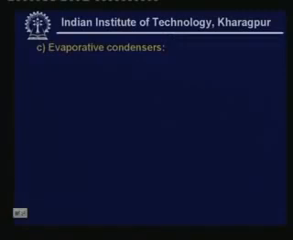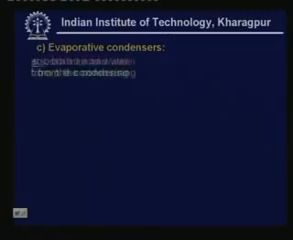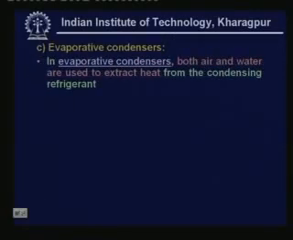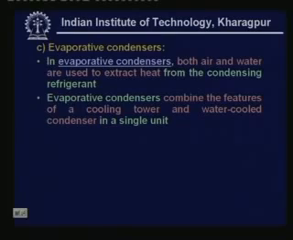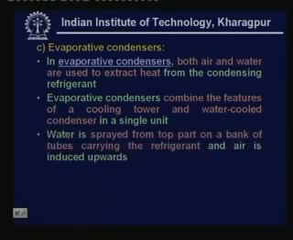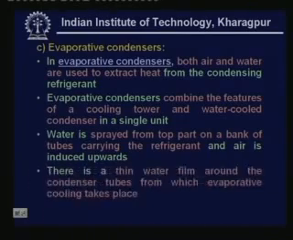Now, let us look at the evaporative condenser. In evaporative condensers, both air and water are used to extract heat from the condensing refrigerant. Evaporative condensers combine the features of a cooling tower and a water cooled condenser in a single unit. Water is sprayed from the top part on a bank of tubes carrying the refrigerant, and air is induced upwards. There is a thin water film around the condenser tubes from which evaporative cooling takes place.